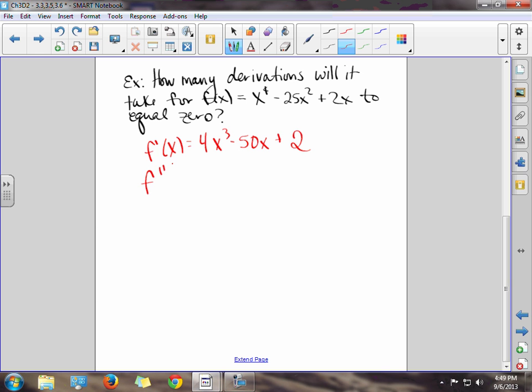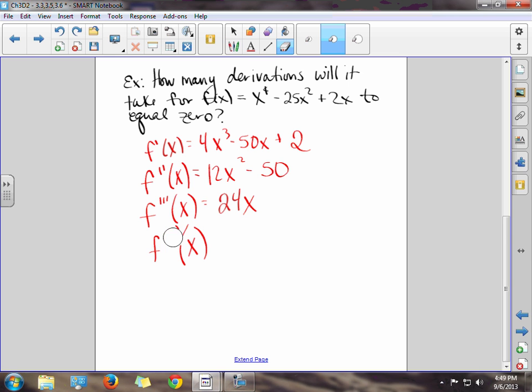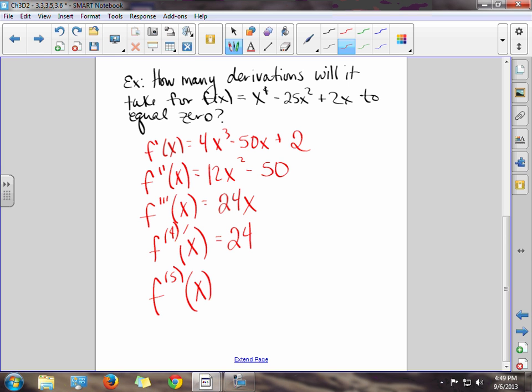All right, and here's my second derivative, 12x squared minus 50. Here's my third derivative. Here's my fourth. Huh, I said fourth, and I wrote 5. I'm getting close. And here is my fifth. So it took me 5 derivatives to equal 0. I ran out of room.